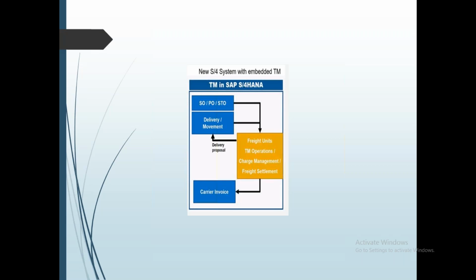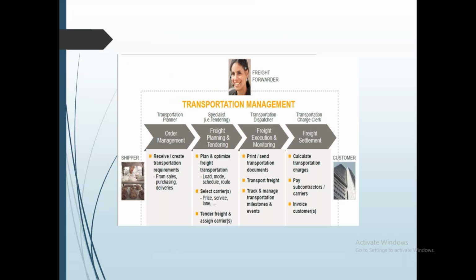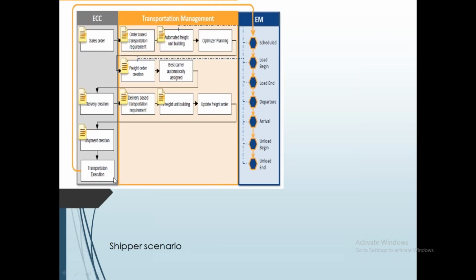So with S4 HANA, there are a lot of improvements. Previously we used to do shipping to transfer the master data from ECC to TM. That is not required. We used to use PI. PI is a middleware service where, whenever any sales order or delivery was created in ECC, the OTR and DTR were created through the PI service. If you see this part, there is also a middleware service here, PI. Now it is not required. With S4 HANA, that part is also simplified.